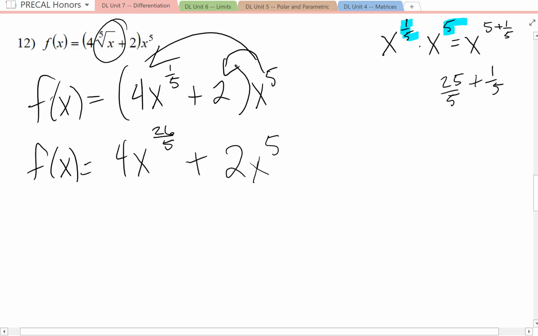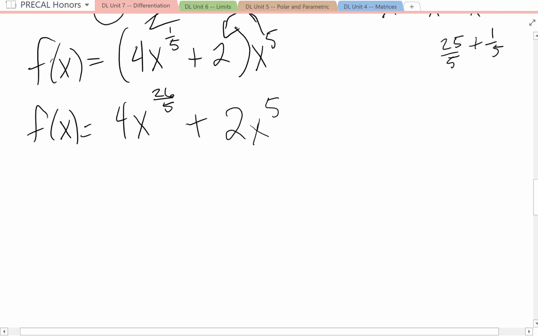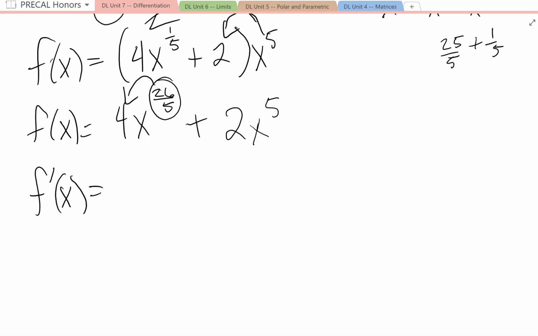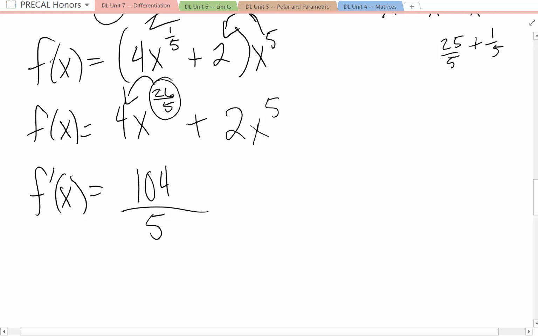Now I have a strange exponent, but I can still use the power rule. So I'm going to evaluate the derivative now. So f prime of x is equal to pop down, power down. 26/5 times 4 is 104/5, and that would be times x to the, you take 26/5 and you subtract 1, or you subtract 5/5, and you get 21/5. So that's our new exponent, plus 10x to the 4th.